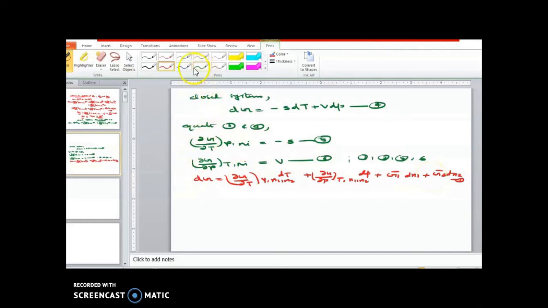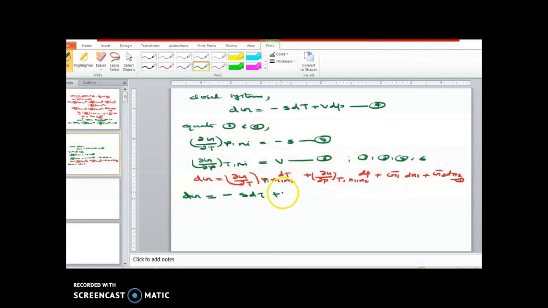So now we are going to apply the modifications into this equation. By applying equations 2, 5 and 6 into equation 1, we get dG is equal to minus S dT, because this term, dG by dT at constant pressure and Ni, is equal to minus S. Plus, look at this term, dou G by dou P at constant temperature and Ni, is V.